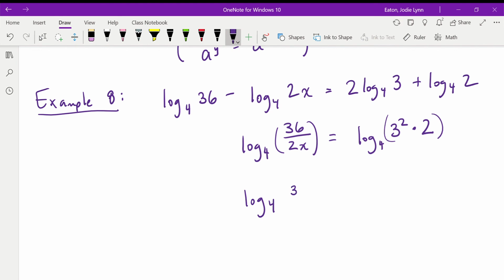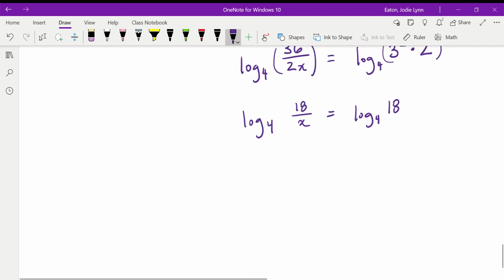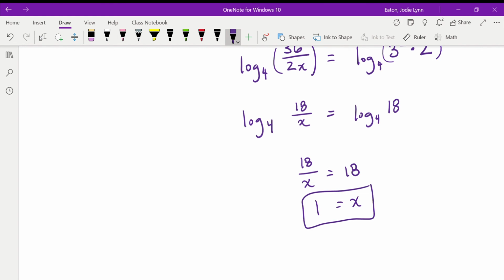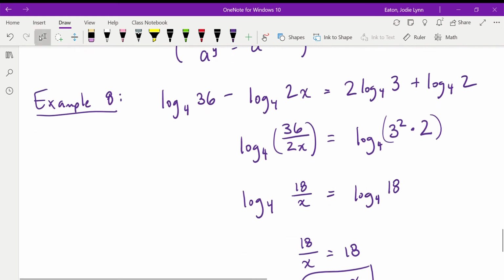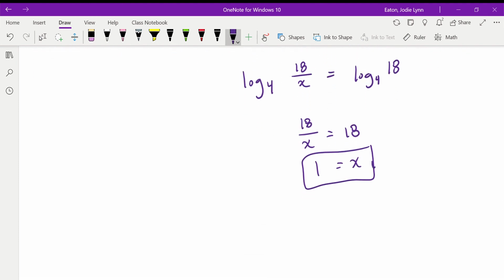Okay, so this gives us log base 4 of 36 divided by 2x, which is 18 over x, equals log base 4 of 3 squared times 2, which is 9 times 2, 18. Because it's the same base, we can just make the inside things equal. So 18 over x equals 18, multiply by x, divide by 18, we get x equals 1. We take a look back just to make sure it works. We plug in 1 for x, we have a positive inside our logarithm. Everything is okay.